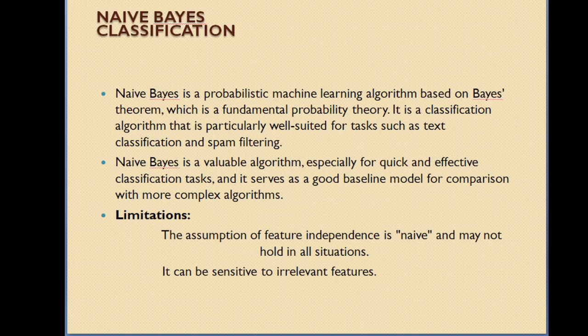Naive Bayes is a valuable algorithm, especially for quick and effective classification tasks, and it serves as a good baseline model for comparing with more complex algorithms. Though it is very easy to work with, it has its limitations, like the assumption of feature independence is naive and may not hold in all situations. It can be sensitive to irrelevant features.